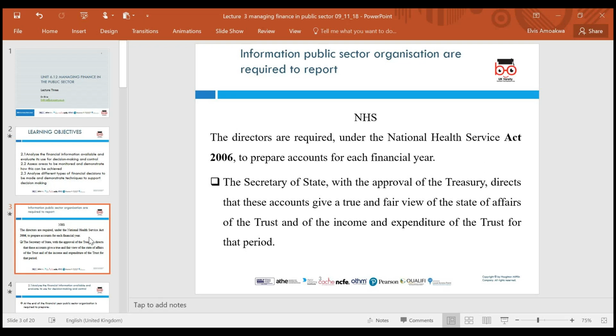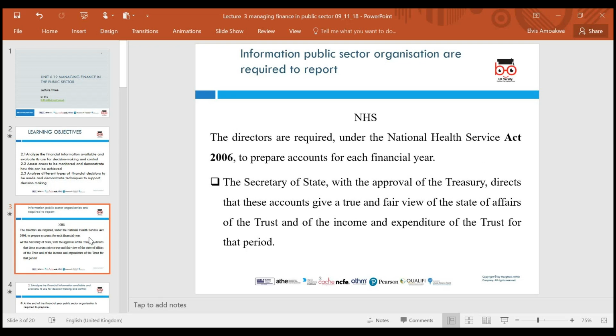Right, with the NHS Act of 2006 requires all NHS organizations, be it a foundation trust or GP surgery, whatever it is, to prepare financial accounts every year. And the Secretary of State has to give approval, and make sure that all the accounts give a true and fair view of the state of affairs of the trust, showing all income and expenditures for the trust. And these are often in the public domain.